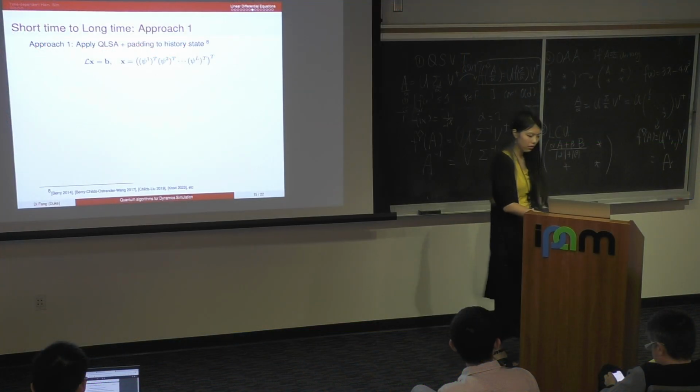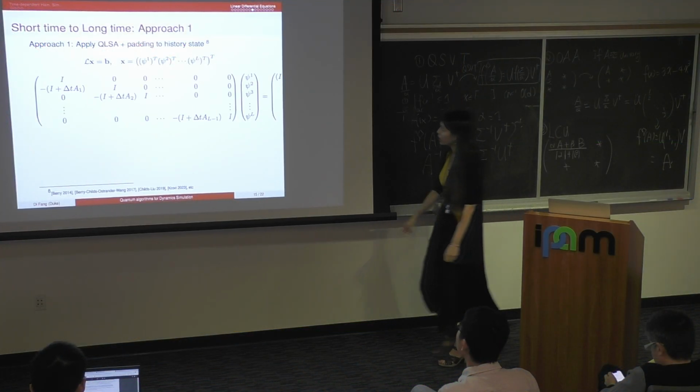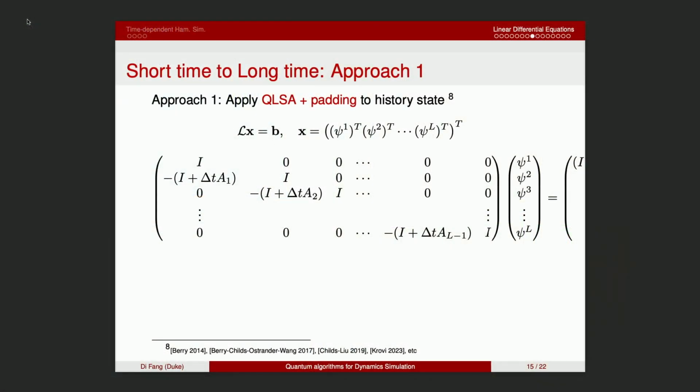This is possible. So here is an illustration. This is what you do. This is the first time step, which is a long vector, second time step, and so on and so forth. And then you have a large linear system, and you try to use your best possible linear system solver to do that. Are we okay so far?